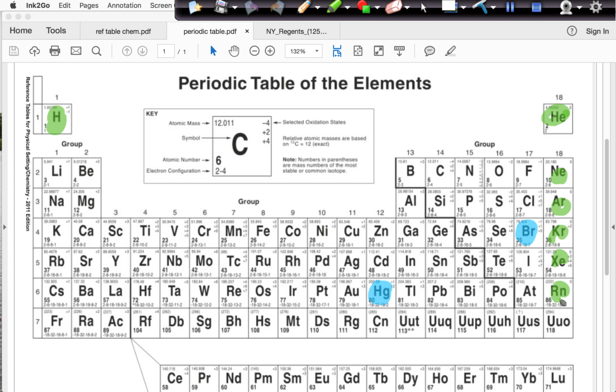All of group 18, remember group 18 is called the noble gases, and then NOFCl. So the green ones that I highlighted, hydrogen, helium, NOFCl, and all of group 18 are the gases. Bromine and mercury are liquids at STP. The rest of the table, every other element is going to be a solid at standard temperature and pressure.